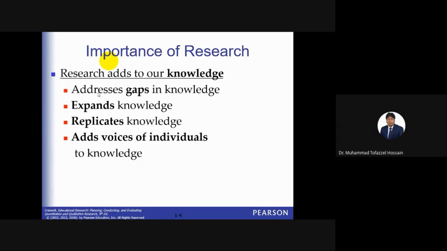For example, in Bangladesh, we see that there are many beggars. But do we know why they are begging? What are the main reasons behind that? Is there any inclusive study behind that? Or if you find those studies, do you think that these are enough? Or can you expand this knowledge? Means, can you add something new to this known knowledge?